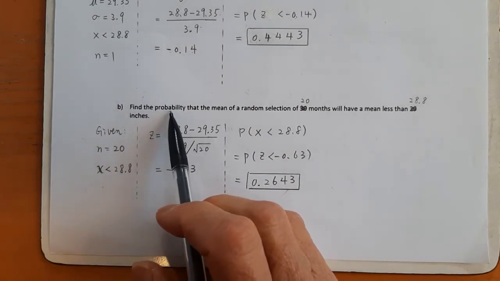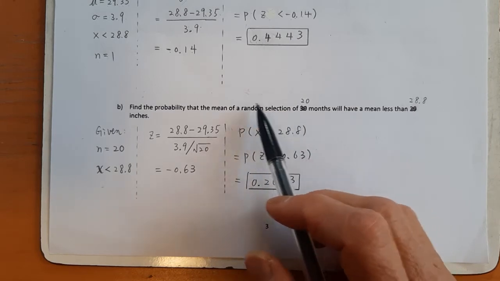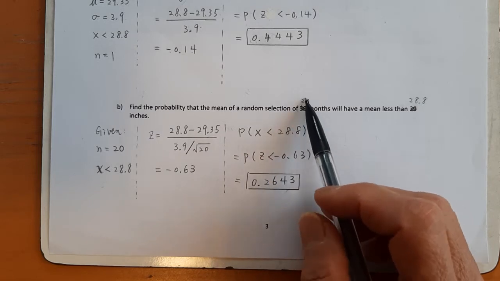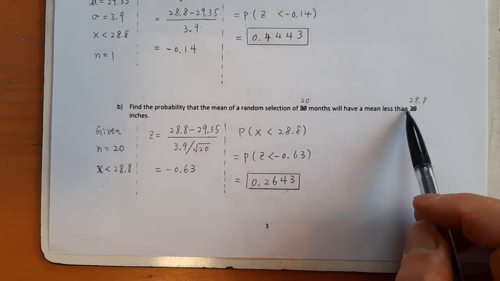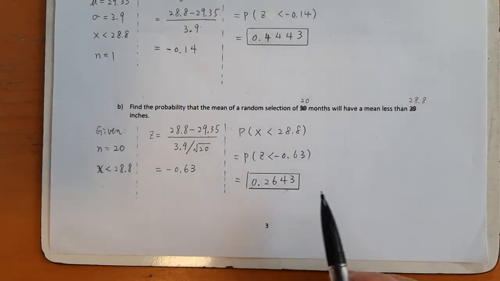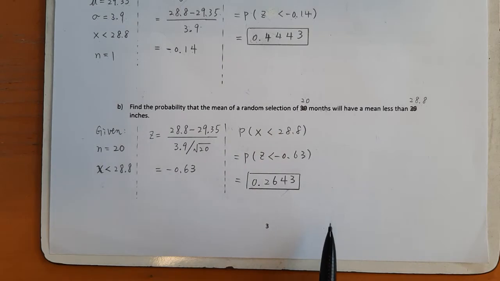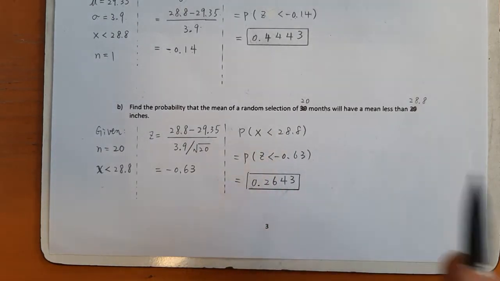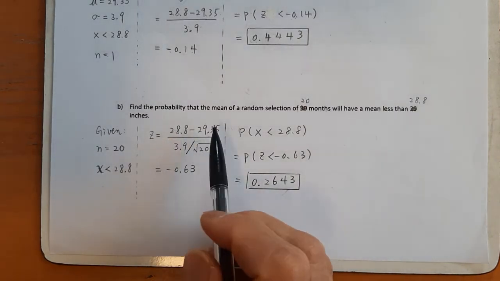Find the probability that the mean of a random sample, the mean of a random selection of 20 months, so n equals 20, will have a mean less than 28.8. So we're looking for the probability of x less than 28.8. Then we have to translate 28.8 into a z-score. So we will use this formula.